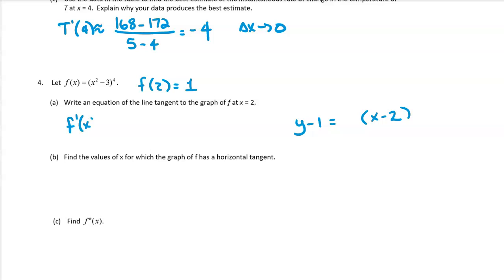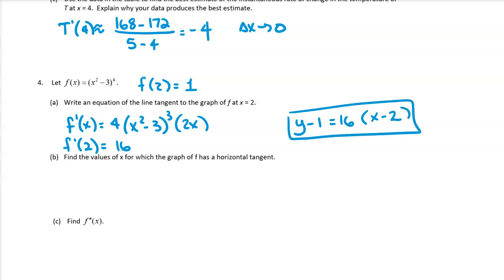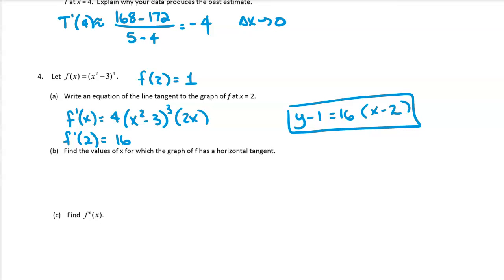First thing to do is take the derivative. So 4 times the quantity x squared minus 3 cubed times 2x, the ever important chain rule. Plugging in 2 here, we get 4 times 4, which is 16, and we plop that in there, and we finished the first part of that question. Values of x for which the graph of f has a horizontal tangent. So we're asking ourselves, where is the slope of the tangent equal to 0?